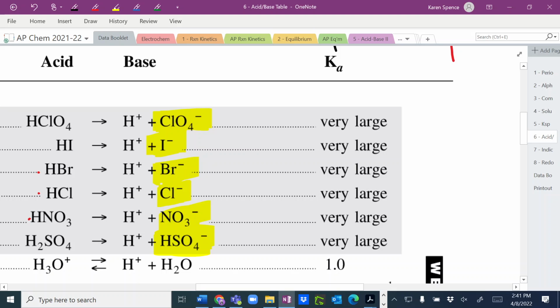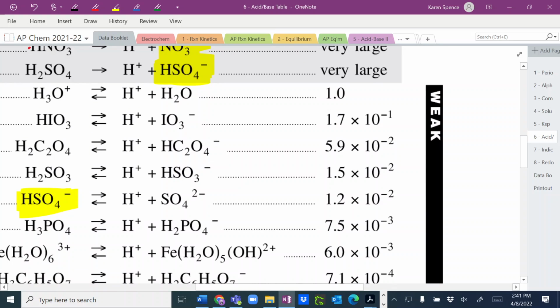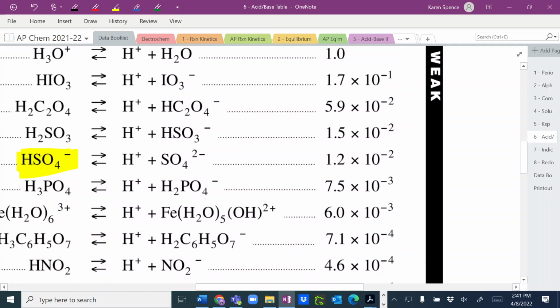All right? So that's dealing with our anions. All the rest of the anions can react with water, yes? And we just did that last day when we were looking at how they react as bases, yes? Okay.